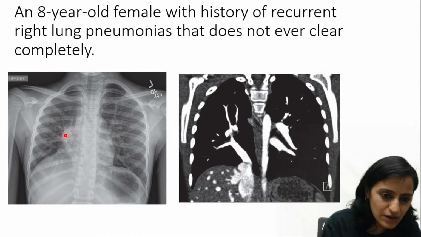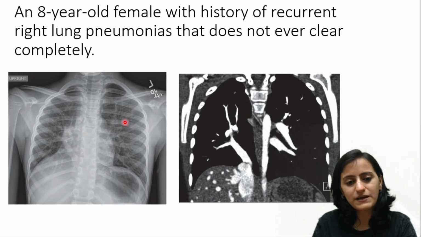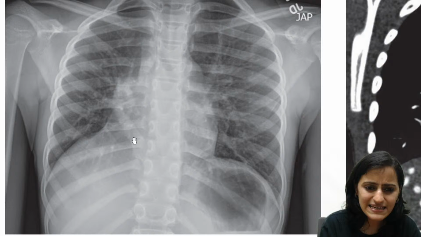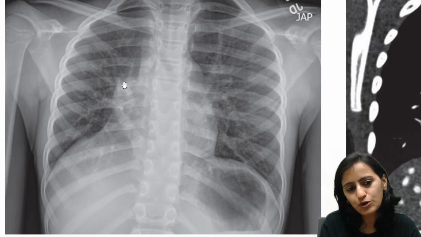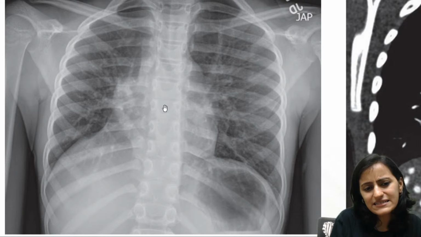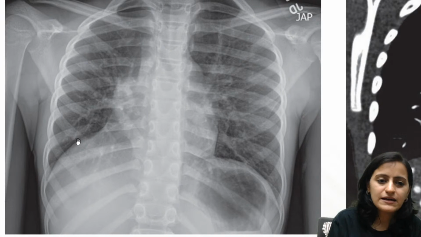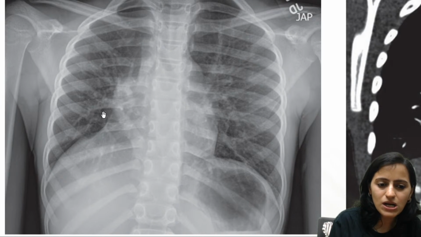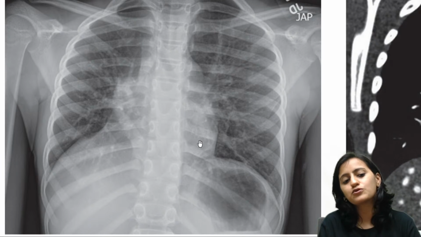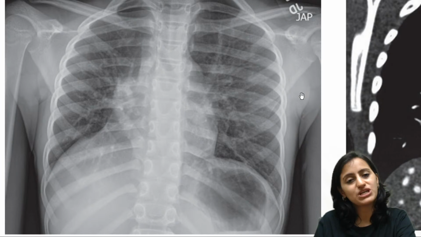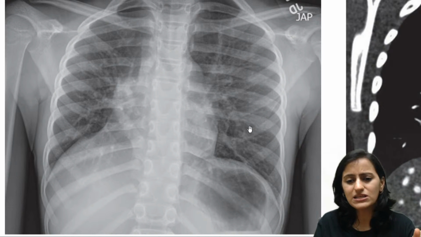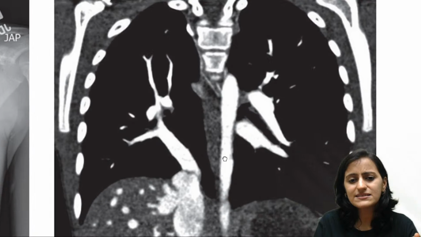Now look at this, if you can see this linear opacity that we are seeing here going downwards inferomedially. Look at the slight deviation of the heart to the right. Look at the comparatively small right lung as compared to the left lung. So Shimitar syndrome is also called hypogenetic lung, and it is most commonly seen on the right side, not on the left side. Similarly here, this is the CT scan.